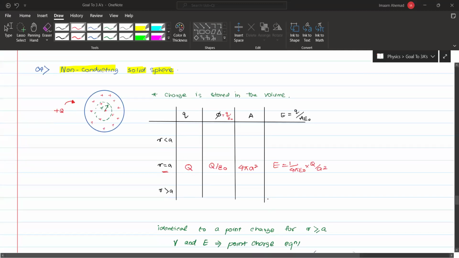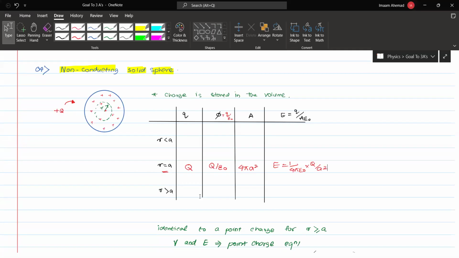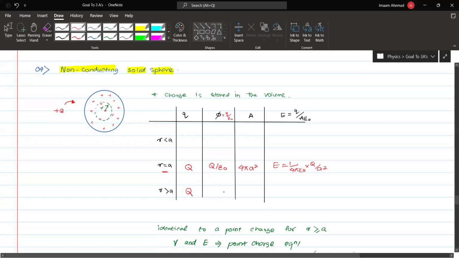Okay. What about R is greater than A? How much charge is there when R is greater than A? Once again, we have Q charge. Therefore, flux is Q over epsilon naught. Area is 4 pi R squared. Then E is 1 over 4 pi epsilon naught Q over R squared.